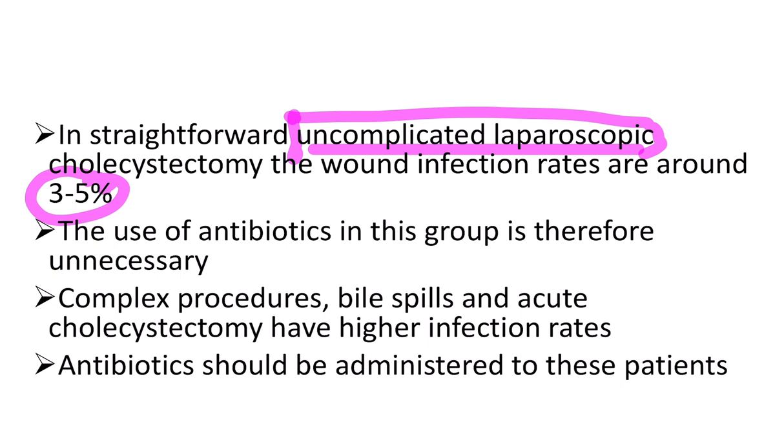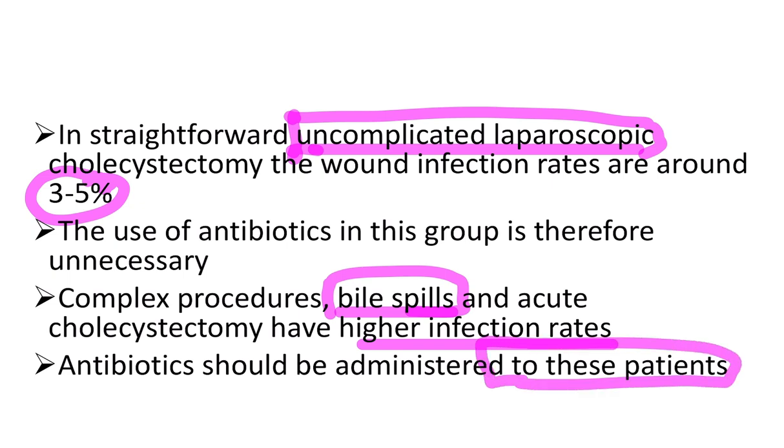That means as it is a very clean wound, like a nevus or lipoma, in this condition, which is clean or very clean, antibiotic is usually not required. Complex procedure, bile spills and acute cholecystectomy have a higher infection rate. That means when bile spills occur and when there is biliary peritonitis, in this condition there is a high rate of infection. But in uncomplicated laparoscopic cholecystectomy there is very little chance of infection. When there is bile spillage or contamination, in this condition antibiotics are required.